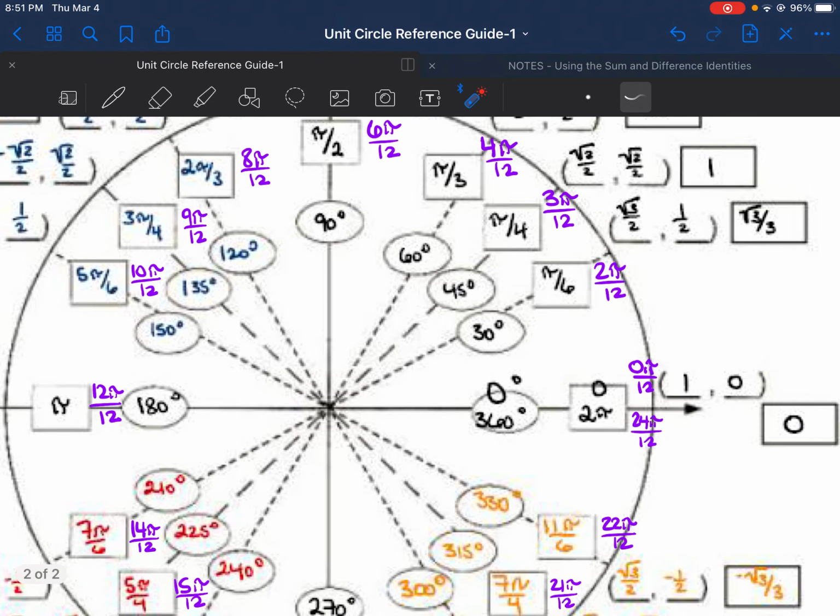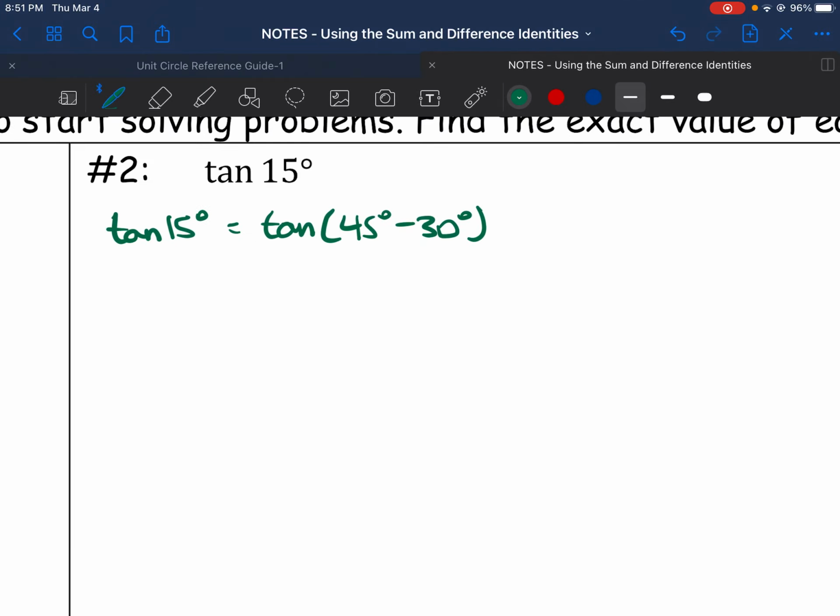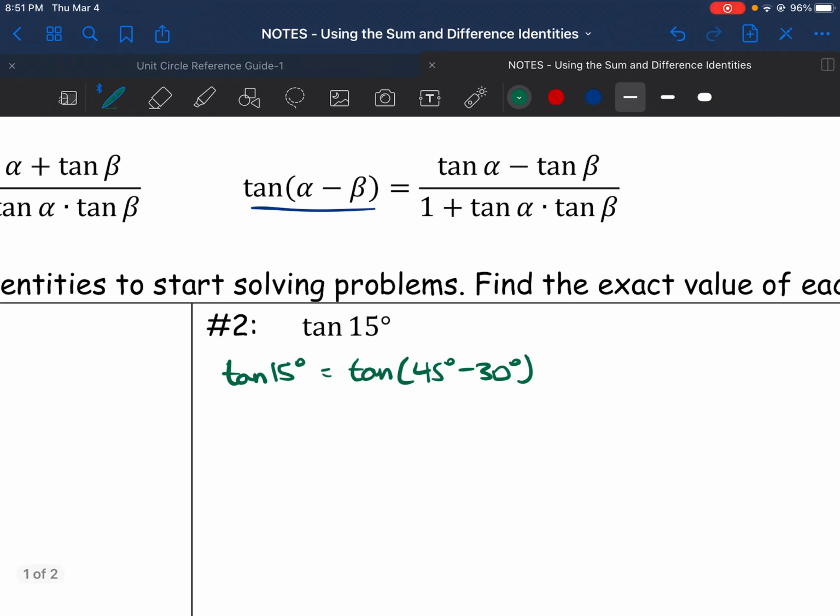So looking at our unit circle, I'm actually going to look at the 45 degrees and the 30 degrees again, but instead of adding them to get 75 degrees, I'm going to do 45 degrees minus 30 degrees to get the 15. So I'm going to write tangent of 15 degrees as the tangent of 45 degrees minus 30 degrees. Okay? And now, since this is a subtraction formula, let's follow the subtraction formula for tangent. We're going to have tangent of alpha minus tangent of beta over 1 plus tangent alpha tangent beta.